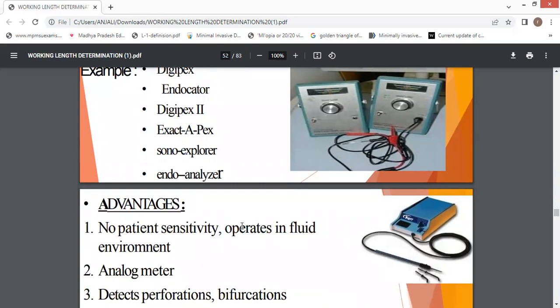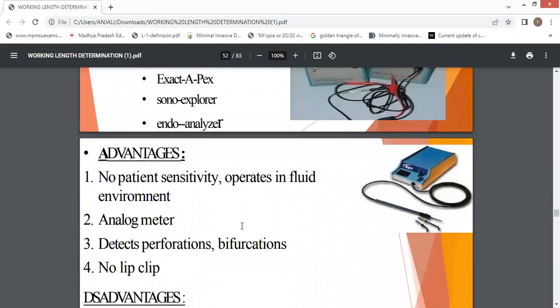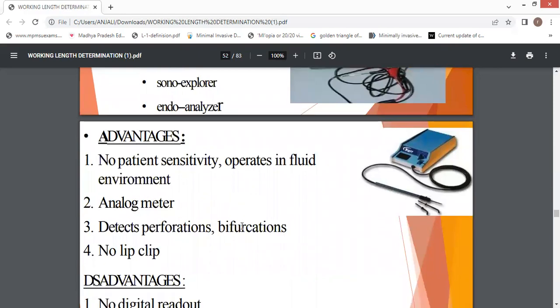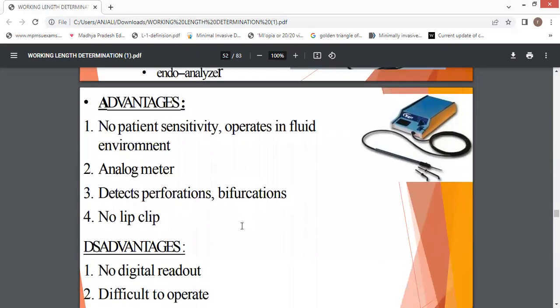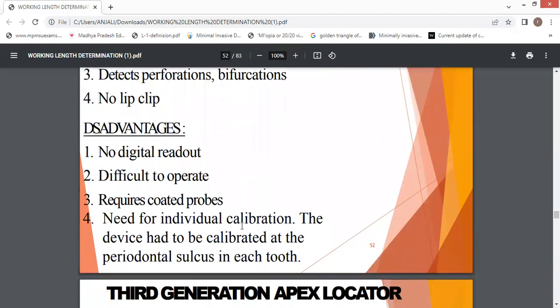Advantages of second generation EALs are no patient sensitivity, operation in a fluid environment, analog meter, detection of perforations and bifurcations, and no lip clip. The disadvantages are no digital readout, difficult to operate, requires coded probes, and need for individual calibration. The device had to be calibrated at the periodontal sulcus in each tooth.